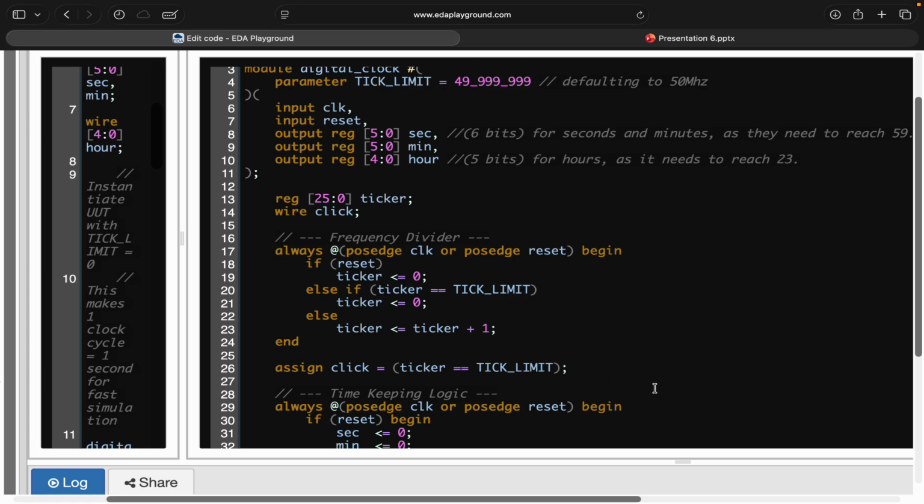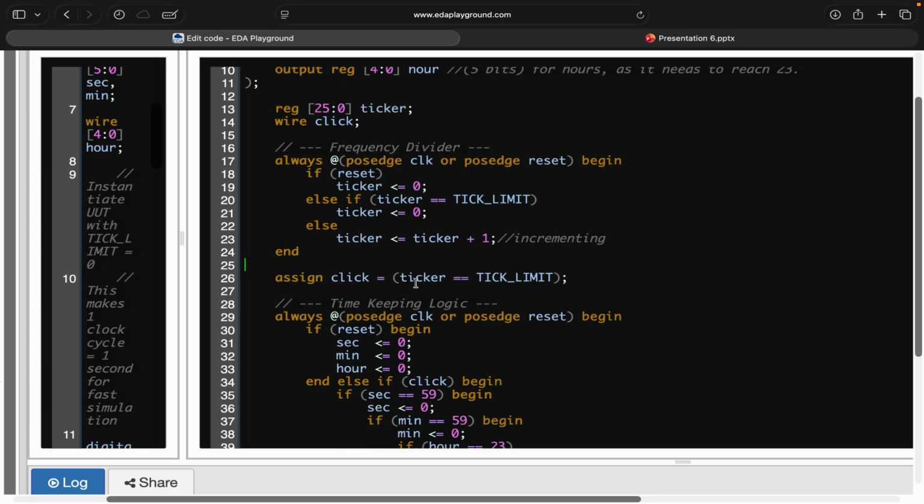So now we have a frequency divider working here, always at the positive edge of the clock or positive edge of reset. If reset is high, ticker will be 0. Else if ticker reaches the tick limit, then again ticker will become 0. Else, ticker <= ticker + 1, which means it will increment. I can write here that it is incrementing.